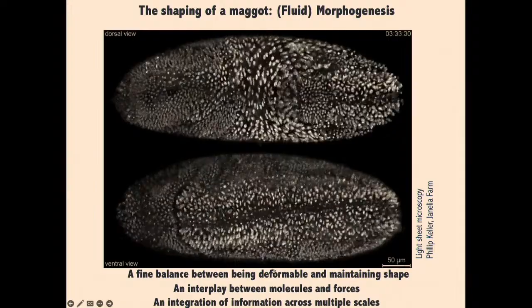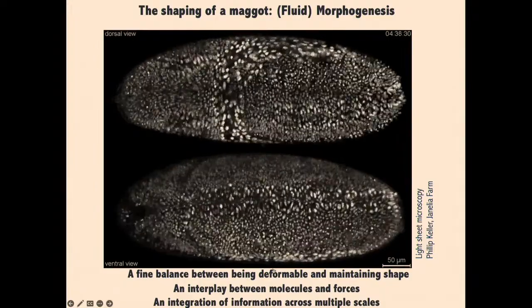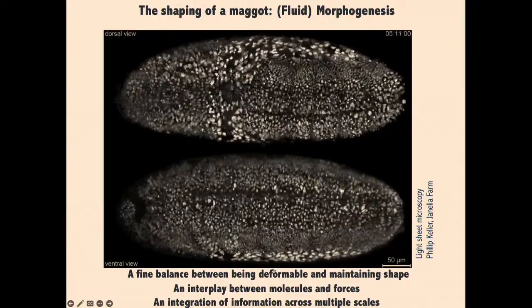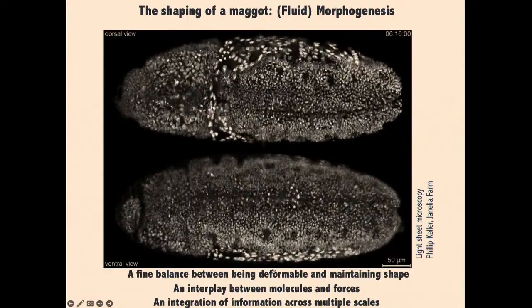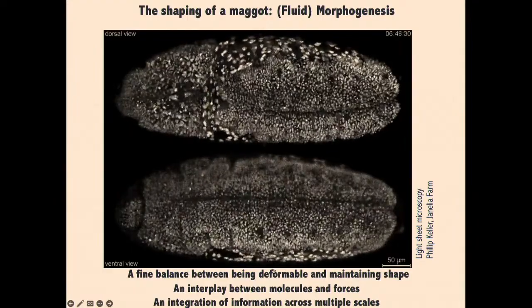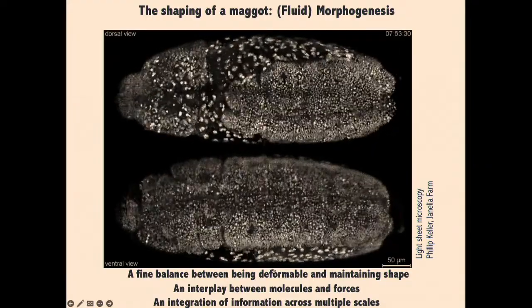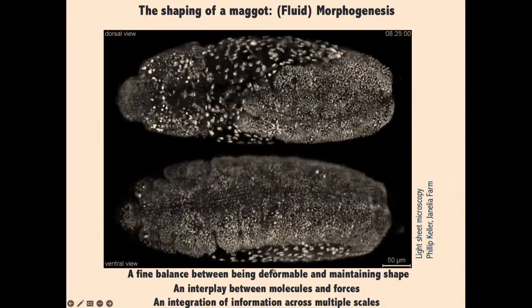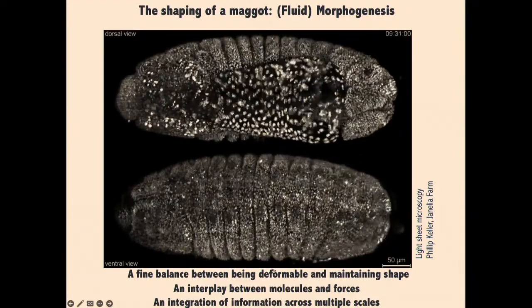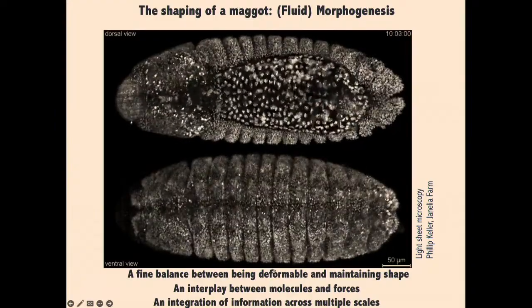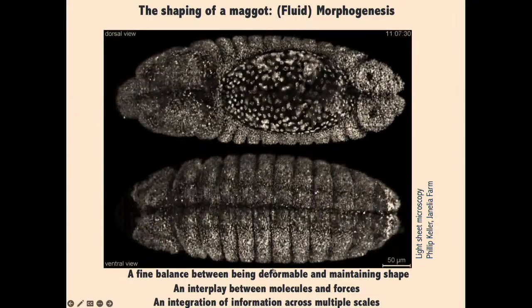What this sort of morphogenesis must clearly involve is a fine balance between being deformable, i.e. able to change shape so dramatically, but at the same time not just acquiring some random shape. I mean, there's clearly a shape, and embryo after embryo you'll see the same thing happening. What it also involves is an interplay between molecules and forces, and you'll see some groups of cells are pushing and compressing others, other groups of cells might be stretching some other groups of cells, and so on.